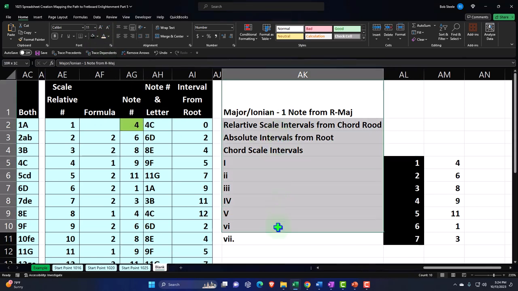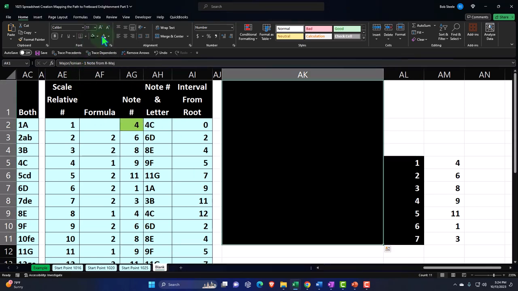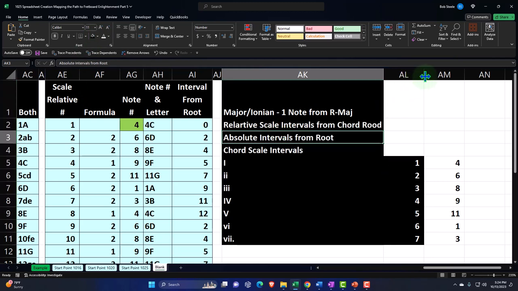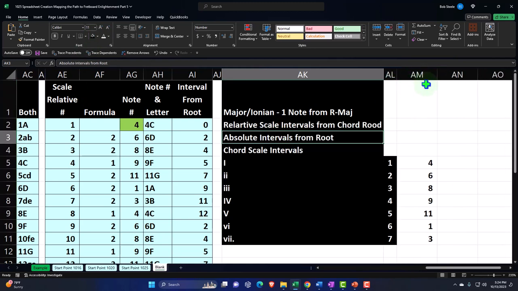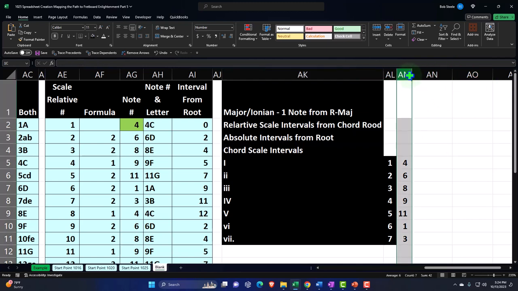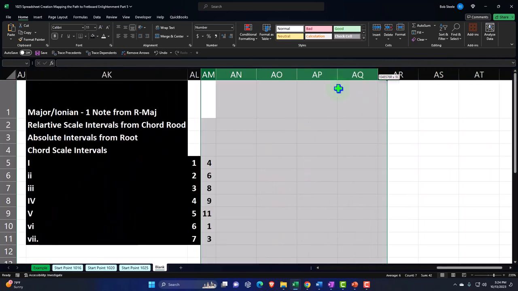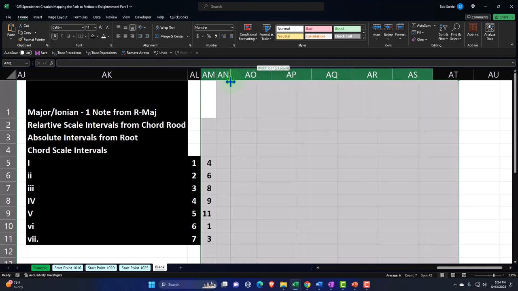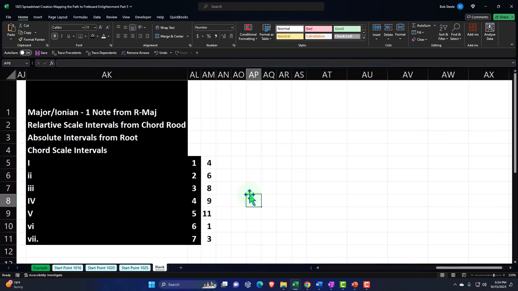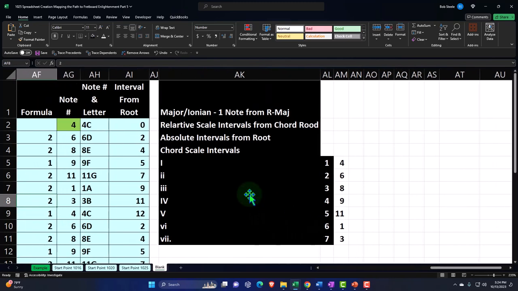And let's make all of this black, white. And then let's make this one a little bit smaller. And we can make this one a little bit smaller. So it's going to go out to, let's see, 1, 2, 3, 4, 5, 6. It should be 7, of course. 1, 2, 3, 4, 5, 6, 7. Let's make all of these a little bit smaller so that we can see them more easily over here.